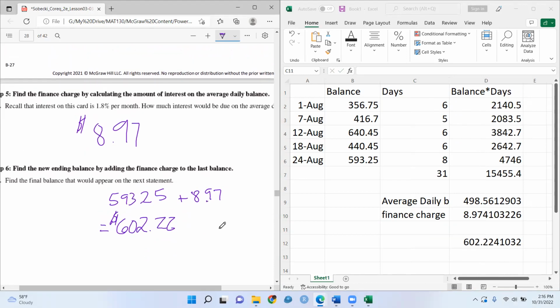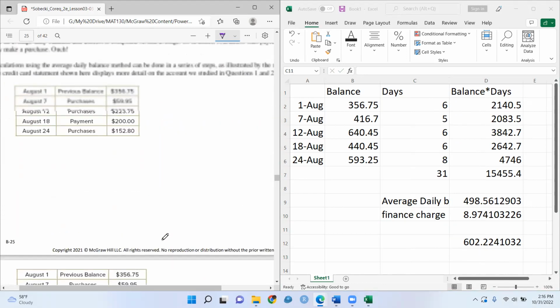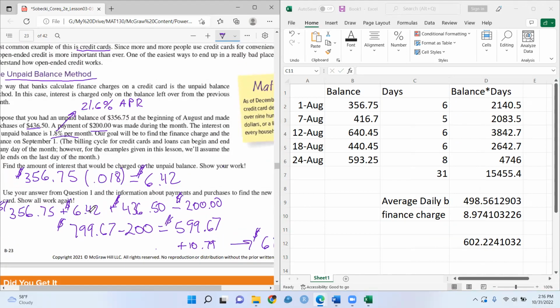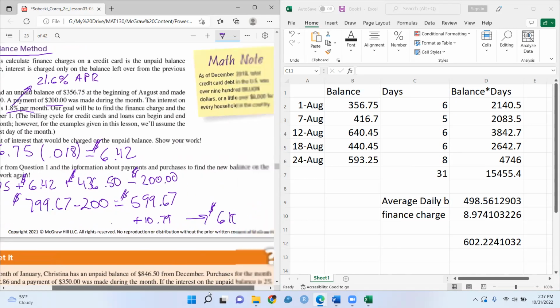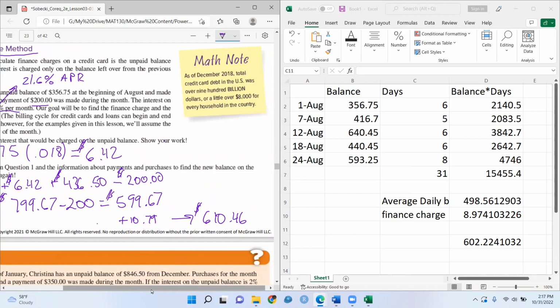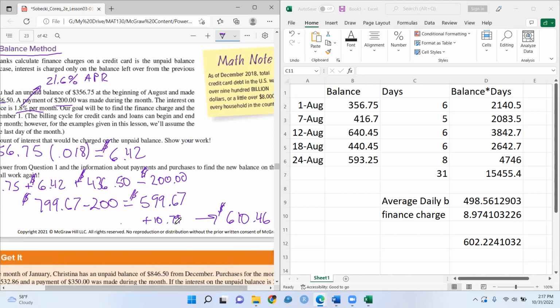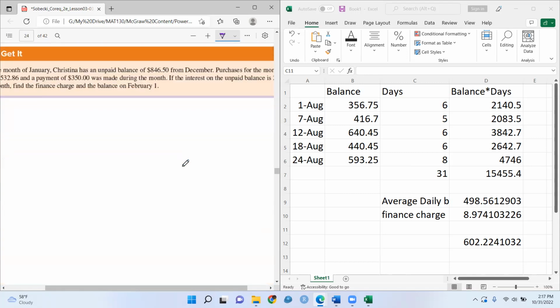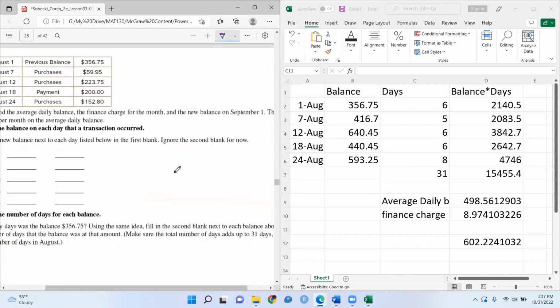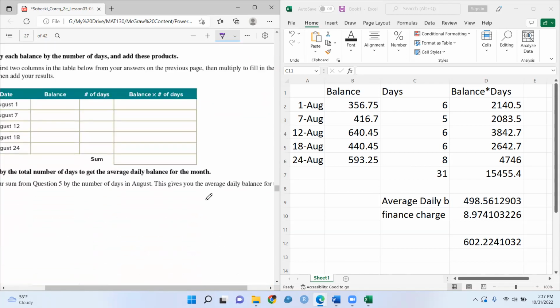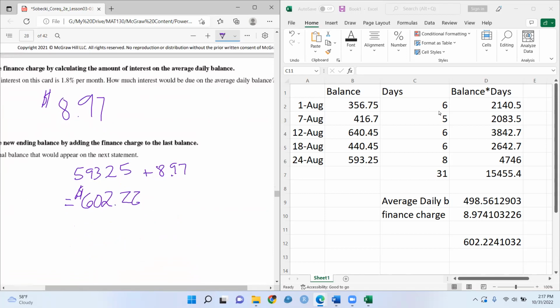Note that this is a little bit lower cost, $897, than the unpaid balance method back here, which is essentially the same charges, where we were charged $1079. So the average daily balance was a little lower. In this case, it worked out for us to be cheaper. It doesn't always work out that way. It would depend on how many days the balance was at a particular amount.